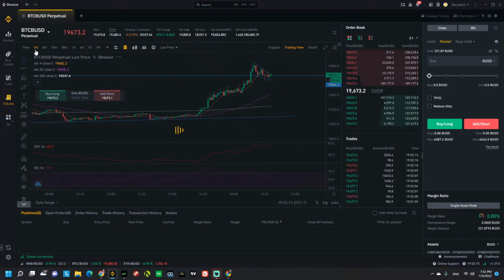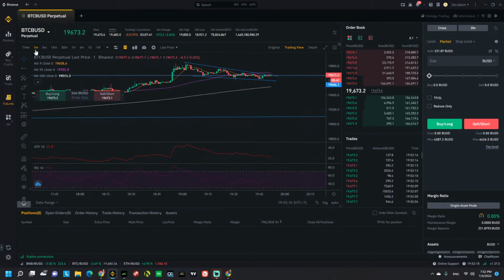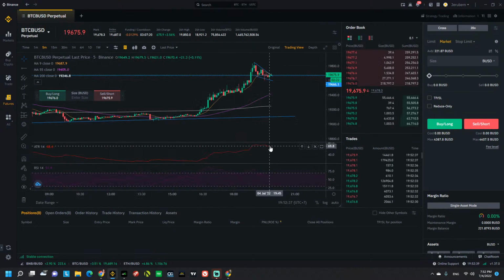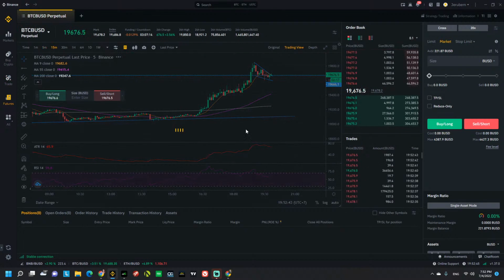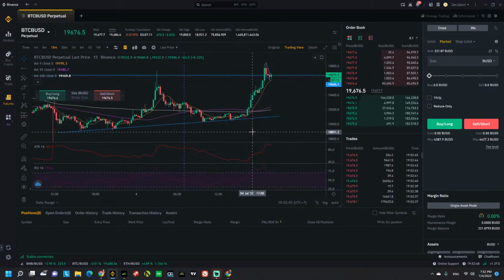How about in the 1 minute? There's not a divergence here. It went low. So my ATR is low. How about the ATR here? ATR is high. Here ATR is also high. So there's a probability that it will still continue up.